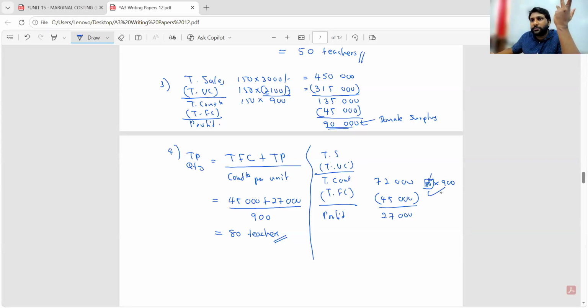Yes or no? Simple case. Even using the marginal cost income statement, you can still get the same answer. Here also we did 45,000 plus 27,000, 72,000 divided by 900. That is what I mean: there is no one way of arriving at the answer. Get the idea of this particular unit and you can do any question. Now here I proved it, no? Knowing this formula is not a must. Even using the marginal cost income statement, you can get the answer. Understand the scene? Good.